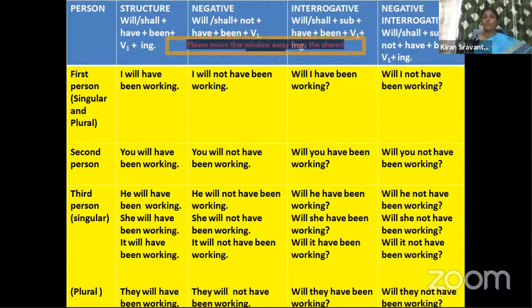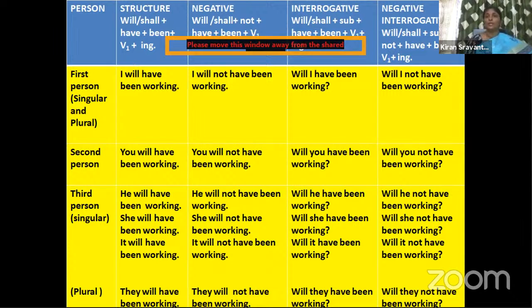And how to frame an interrogative sentence? Will I have been working? Will you have been working? Coming to first person plural, will we have been working? Second person, will you have been working? Will he have been working? Will she have been working? Will it have been working? Will they have been working?